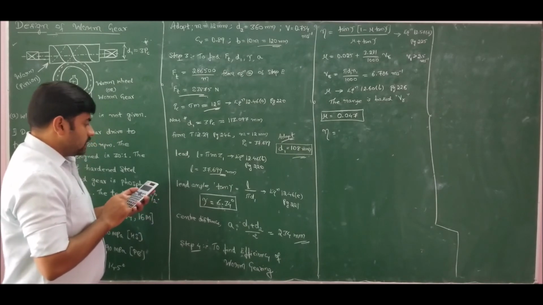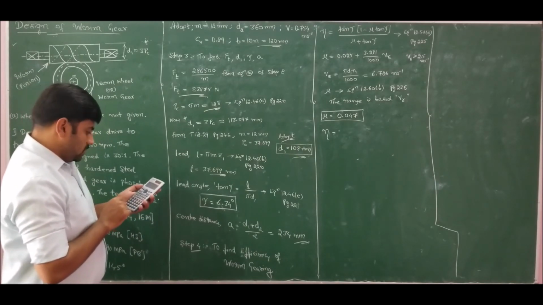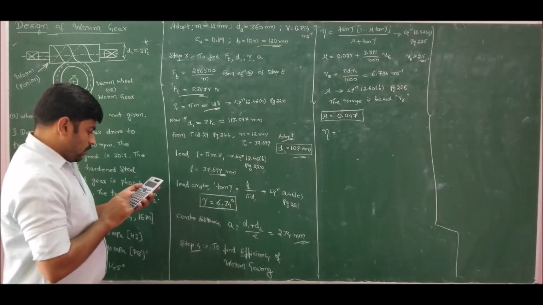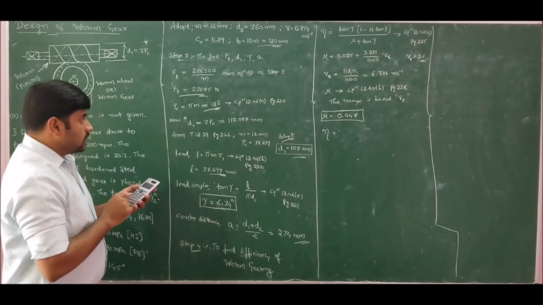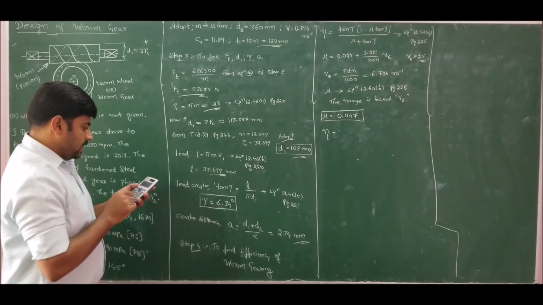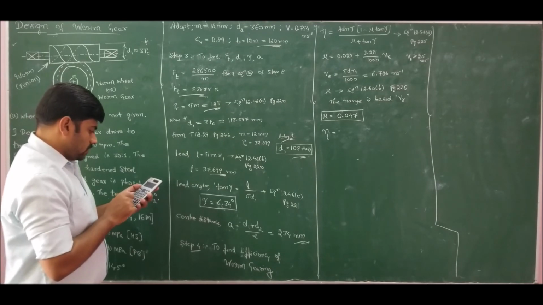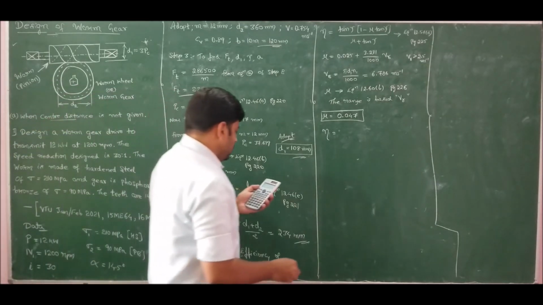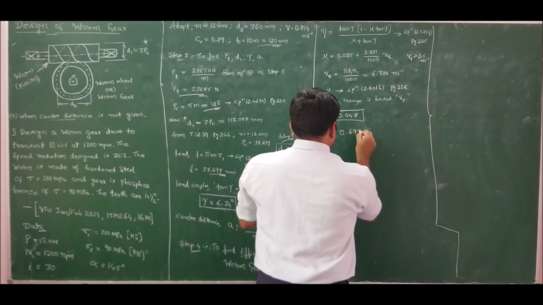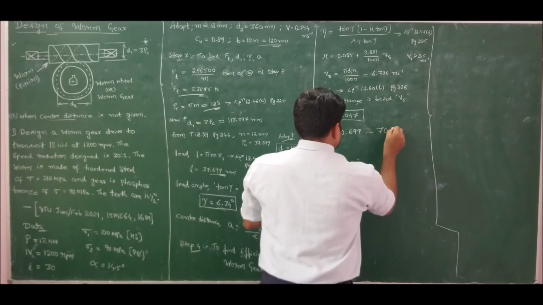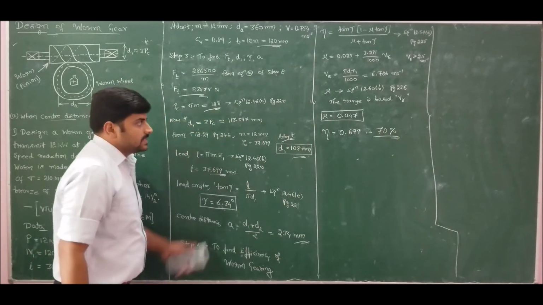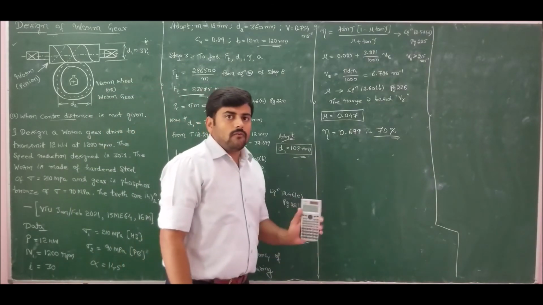So therefore efficiency of worm gearing system is tan of 6.34 into 1 minus 0.047 into tan of 6.34, divided by mu, which is 0.047, plus again tan of 6.34, which is turning out to be 0.699, which is nearly equal to 70%. Since the efficiency of worm gearing is greater than 50%, this is not a self-locking worm gear system.